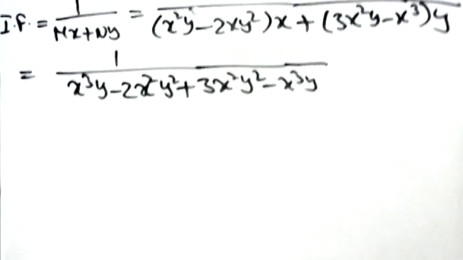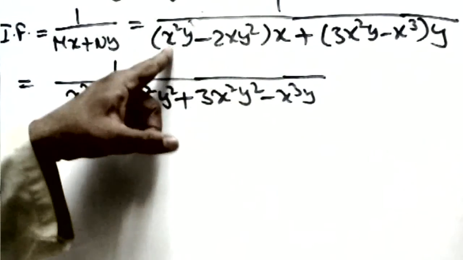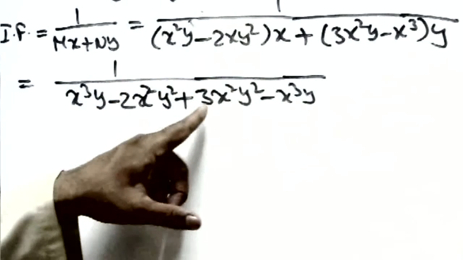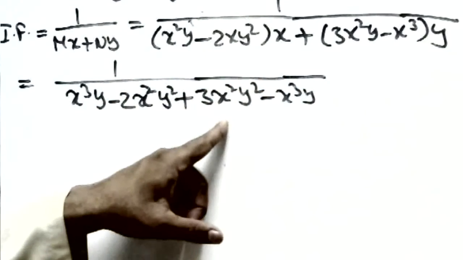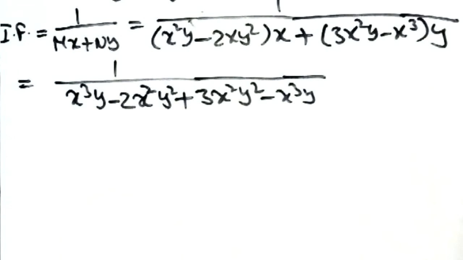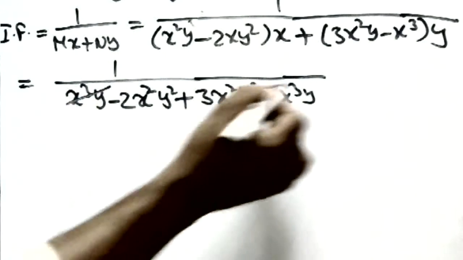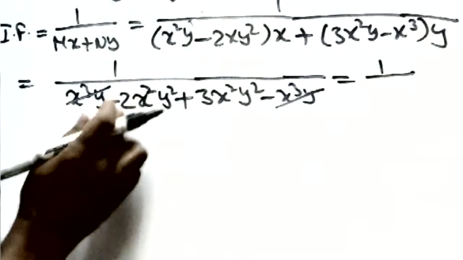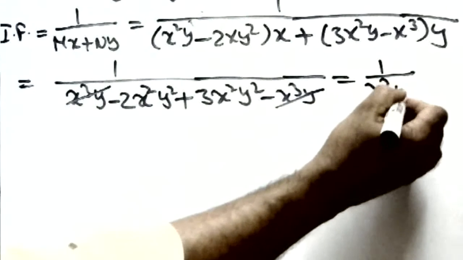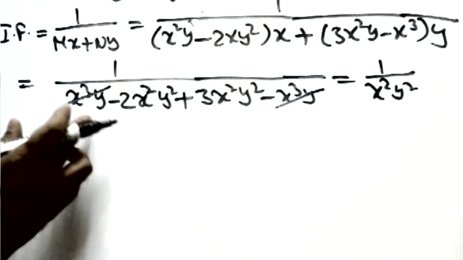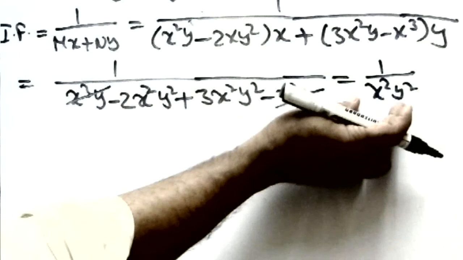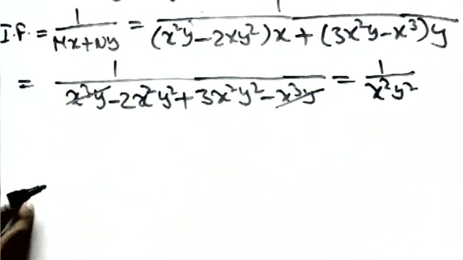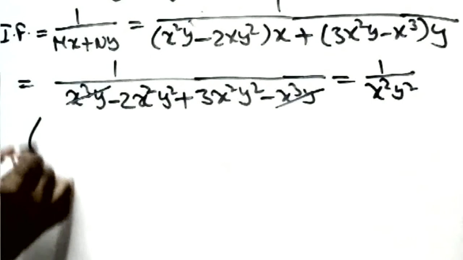Sorry. Now see here once more. This is x cube y minus 2x square y square plus 3x square y square minus x cube y. So let me solve this. Plus 3x cube y minus, cancel. What is left here? 1 by 3 minus 2, 1x square y square is x square y square. So if we multiply this integral factor with the given question, the question will reduce to exact form.